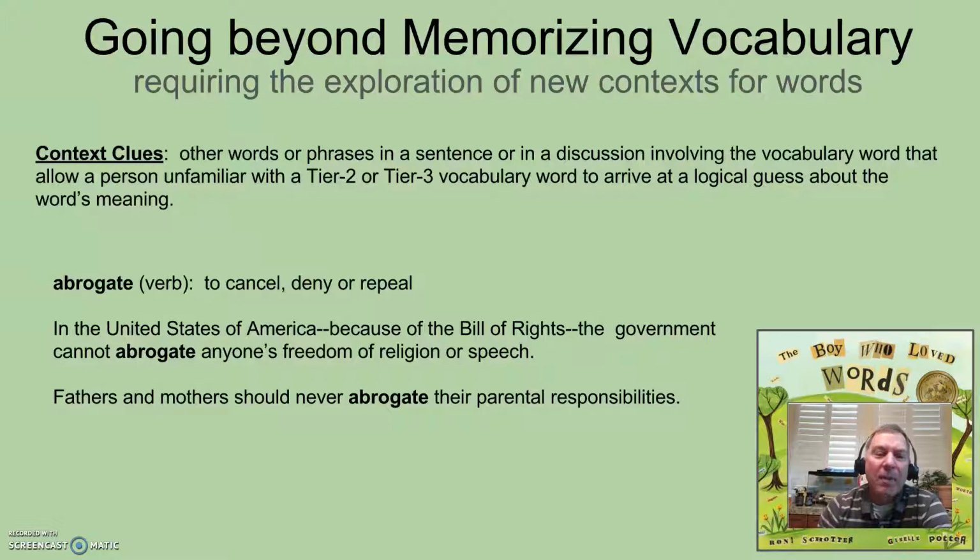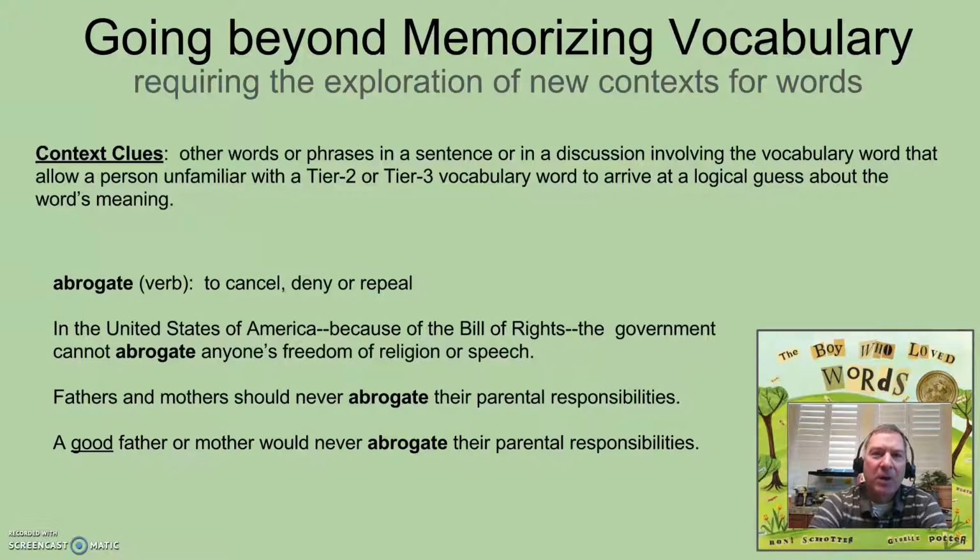And so I would show them a sentence like this and say, you really can't logically guess, probably with 100% certainty, what abrogate means because the context clues are not specific enough, and so I up the context clue in front of them. A good father or mother would never abrogate. I changed a couple words there. And then I would go even further.